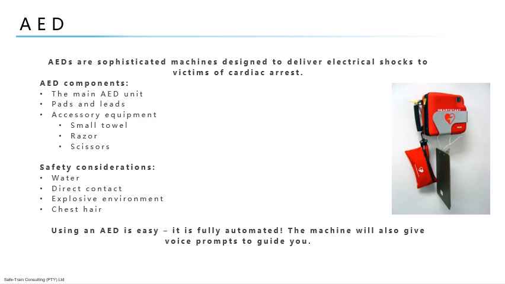AED components. In general, AEDs have the following features and equipment. The main AED unit. The main unit contains the AED's sophisticated computer and battery pack. On some models there will be an on or off button. Other models will turn on automatically when you open the unit, for example the model shown in the picture.